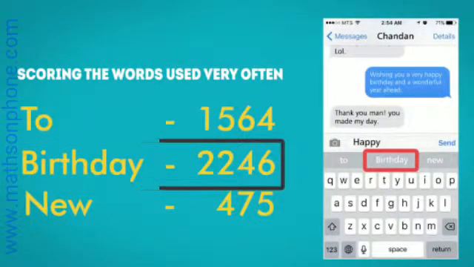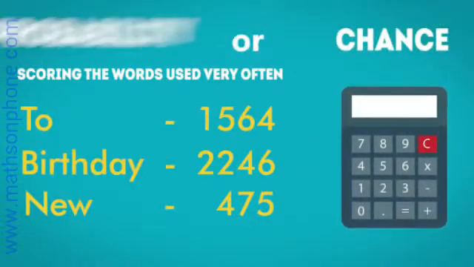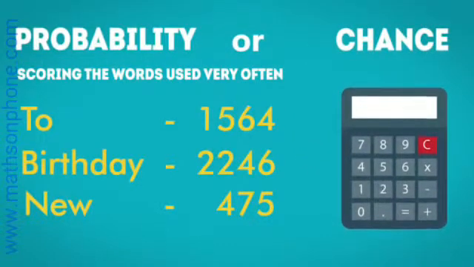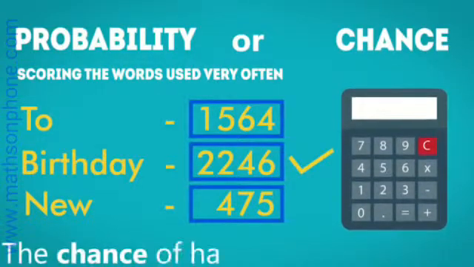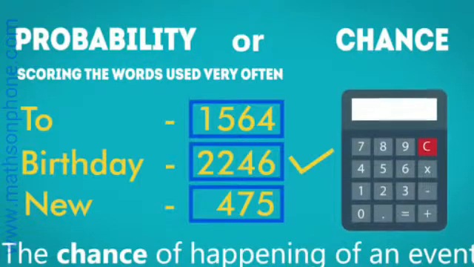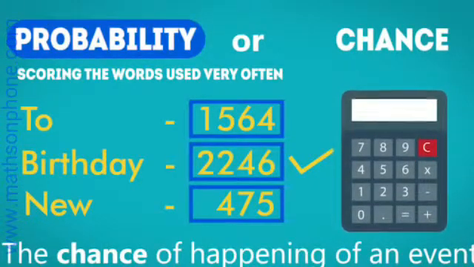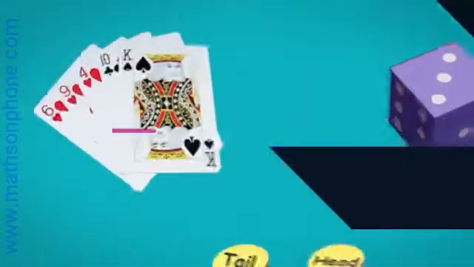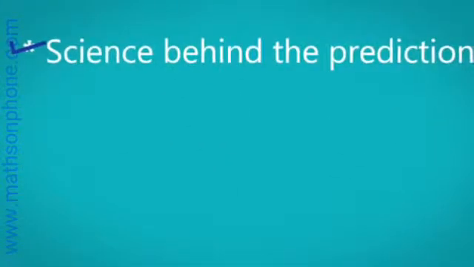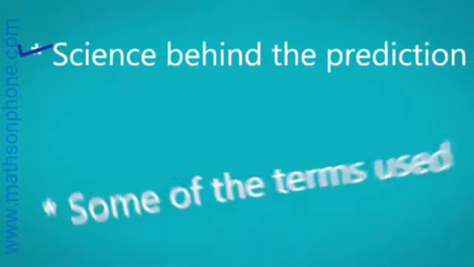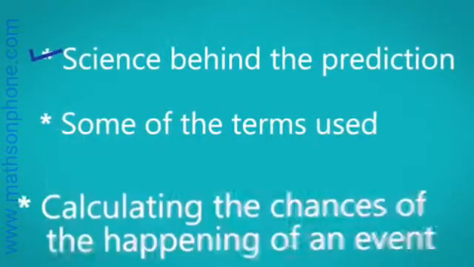The application does the suggestion by calculating the chances or the probability of using a word depending on the score of the word. The chance of happening of an event when expressed in terms of numbers is probability. Let's look at some simpler examples to understand what is the science behind the prediction, some of the terms used, and how do we calculate the chances of the happening of an event.